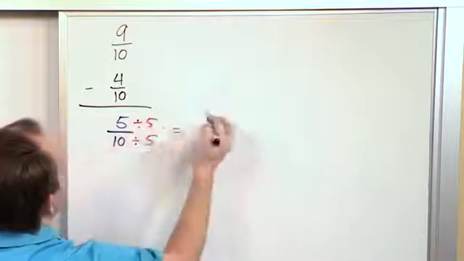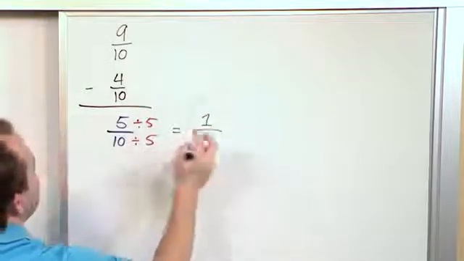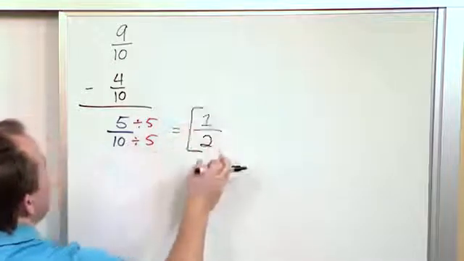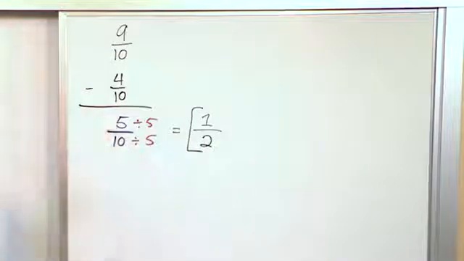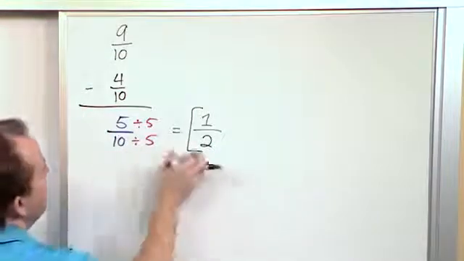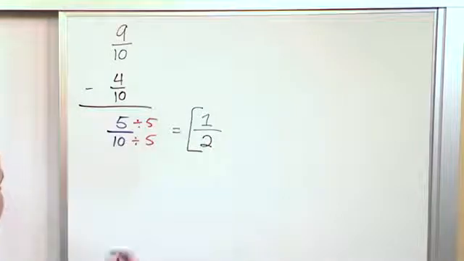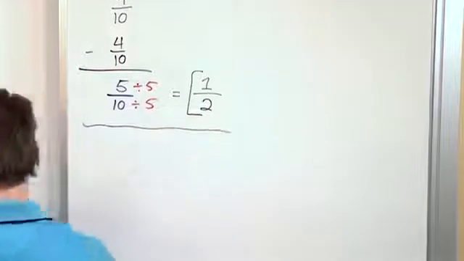So this will be 5 divided by 5 is 1. 10 divided by 5 is 2, so you get 1/2. This makes sense: 1/2 of a pizza is the same as 5 out of 10 pieces of the pizza. They represent the same thing. They just look a little simpler when you do the simplification like that. So 1/2 is what you would get.